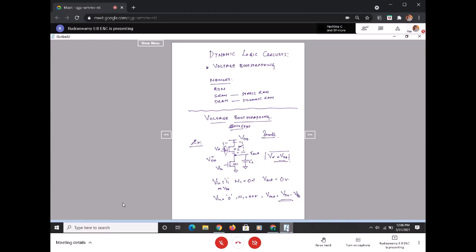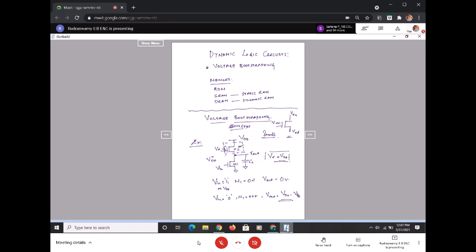What is M2 acting as when Vin is equal to 0? Passive device. No, passive, it is a load. But see, this M1 is not there. It is simply like this, right? This is VDD. This is VDD. And this is my Vout. Okay. This looks something like what now?